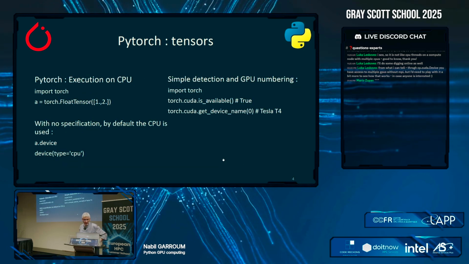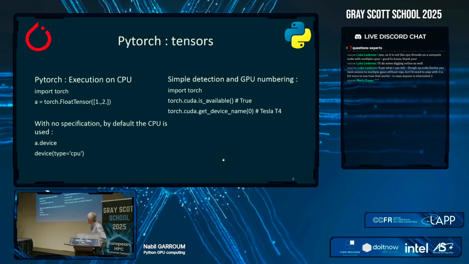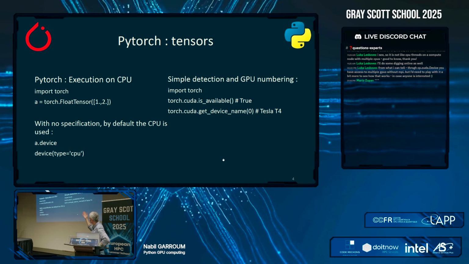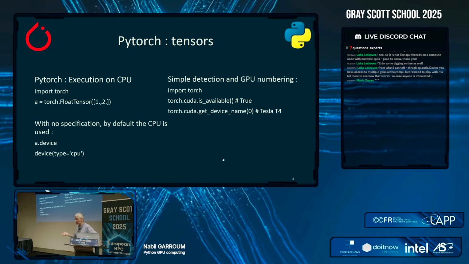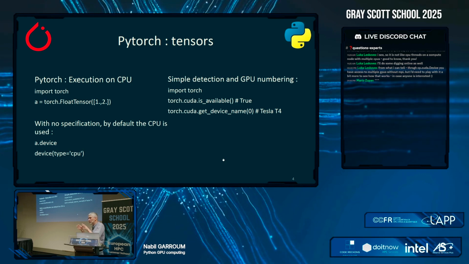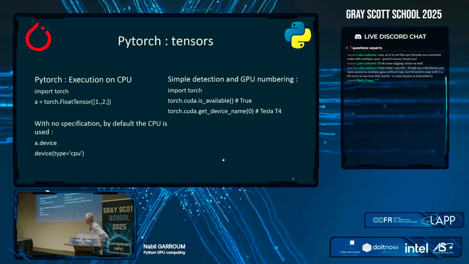Tensors. You have 2 ways to make tensors in PyTorch. You can make a tensor, or a variable let's say, on the CPU directly. By default, when you declare a tensor, it will be on the CPU. Once it's done, you can move your tensor between the CPU and GPU very flawlessly. This is what we're going to see later.